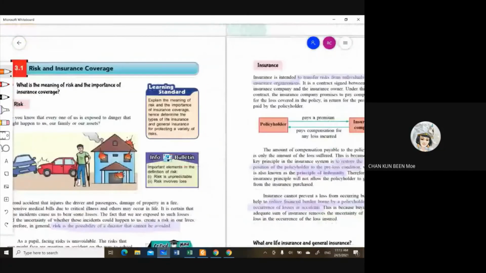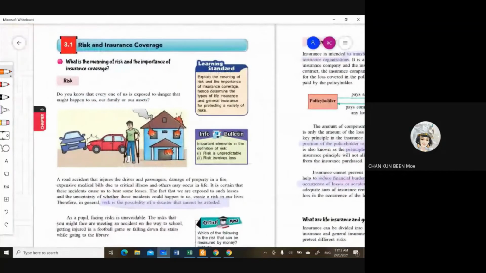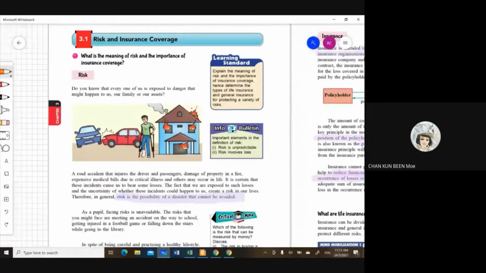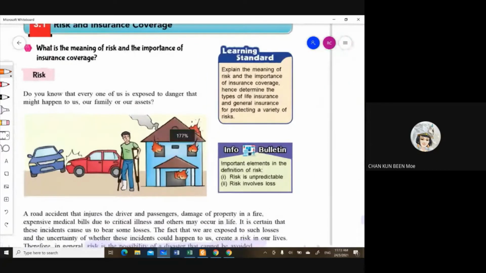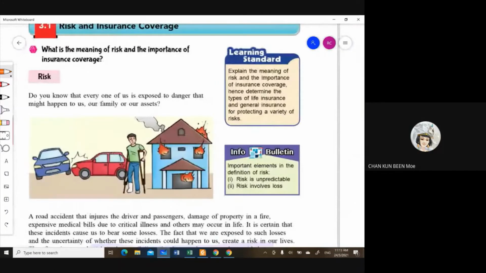Okay, let's look at the next one. We enter into risk and insurance coverage. So before I enter into risk and insurance coverage, you need to know this part here, the learning standard. In this chapter, it's very important for you to explain the meaning of risk and the importance of insurance coverage. Hence, determine the types of life insurance and general insurance for protecting a variety of risks. So first of all, you need to know what is the meaning of risk.